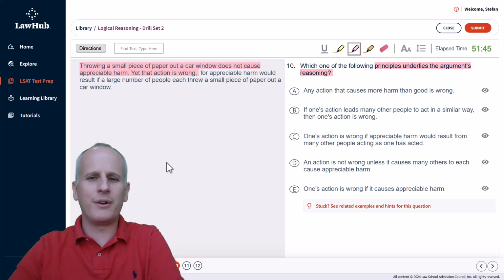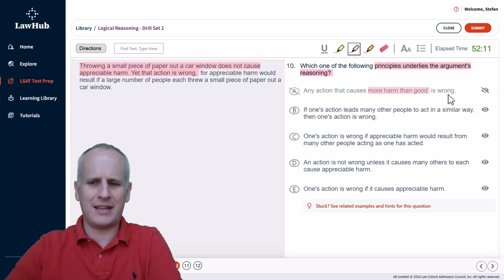So now we want to find some sort of general principle or theory that would support this claim that throwing that small piece of paper out a car window was wrong, even though it doesn't cause appreciable harm itself. So, starting with choice A, any action that causes more harm than good is wrong. Well, we didn't actually discuss any action causing good at all, so we can eliminate choice A, hopefully, rather immediately.